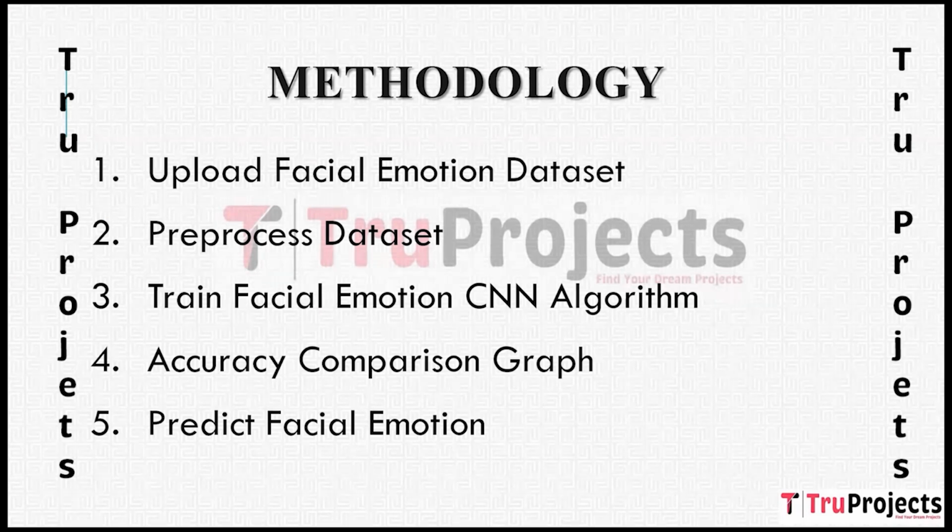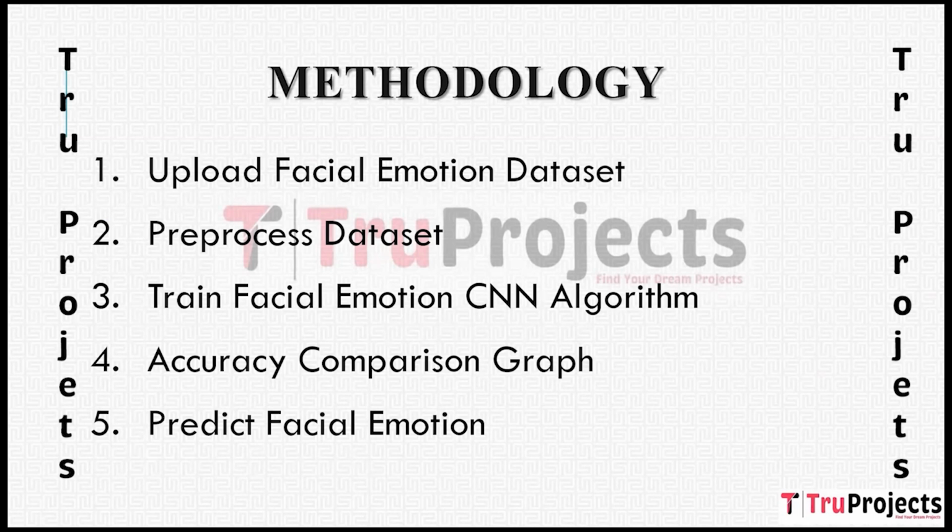Third module is Train Facial Emotion CNN Algorithm. This module involves the core training process of the CNN model for emotion prediction. The pre-processed images from the dataset are used as input to train the model. The CNN architecture learns to recognize patterns and features in facial expressions associated with different emotions. The training process includes adjusting the weights of the model through multiple iterations (epochs) to minimize the prediction error.